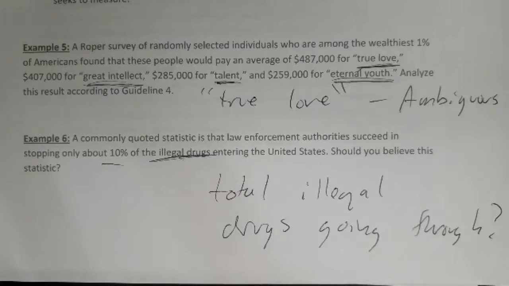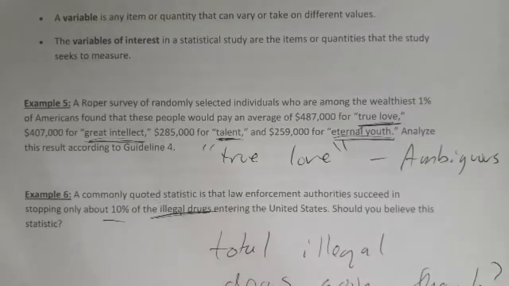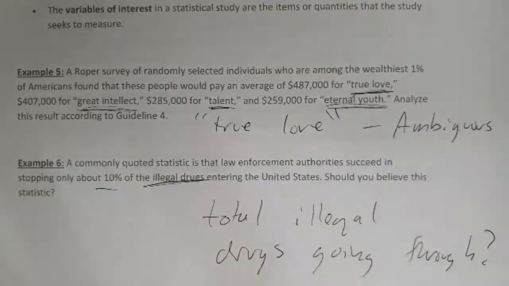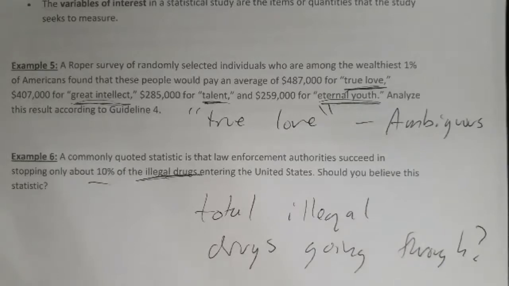Like, how do you know the total amount of drugs going through? That's the variable of interest. And so this is a bit ambiguous, right? We don't know the total illegal drugs going through. So how do we know that they're really stopping 10%? Could be more, it could be less, right? They could be pulling a Smokey and the Bandit. Who knows?